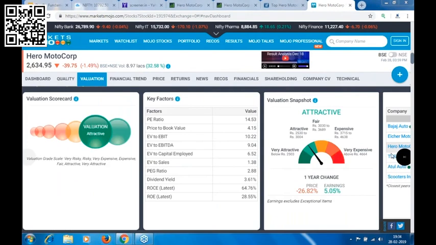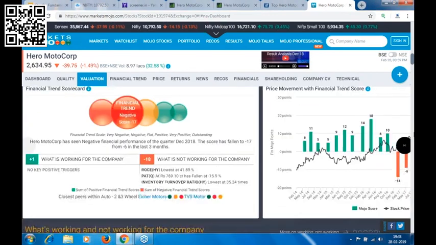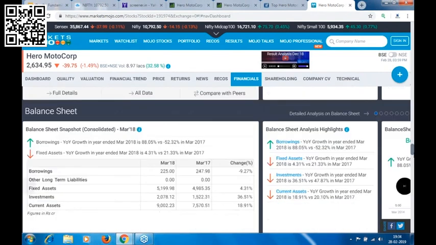It tells you whether the company is attractive at the current level or not. What is the PE ratio of the company? What is price to book value ratio? The dividend yield, the ROCE latest, ROE latest, everything you get to know from this website.